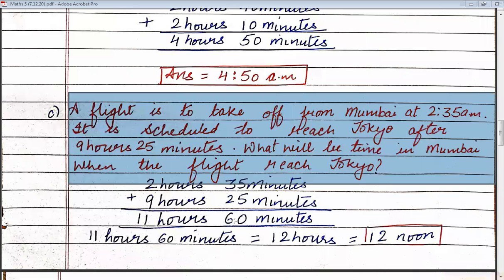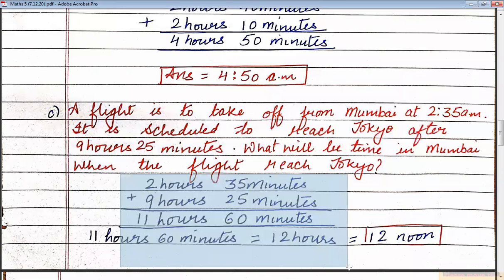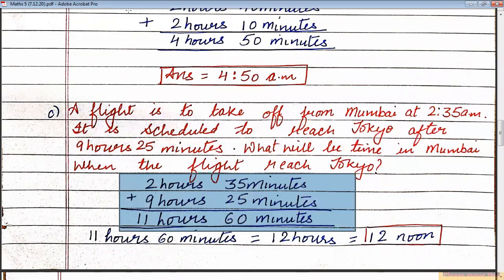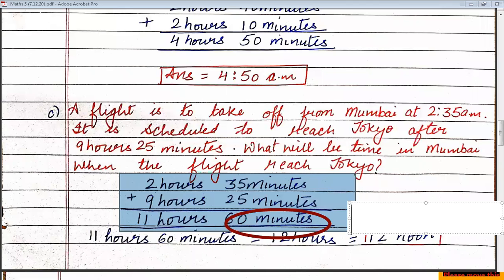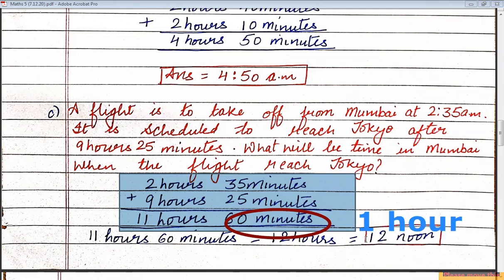11 hour 60 minutes. Again, 60 minutes. What is the meaning of 60 minutes here? Now children, 60 minutes means 1 hour. So it means 11 hour and one more hour will become 12 hours. Okay. So what will be the time now? 12 noon. So what will be the time to reach Tokyo? That will be 12 noon.